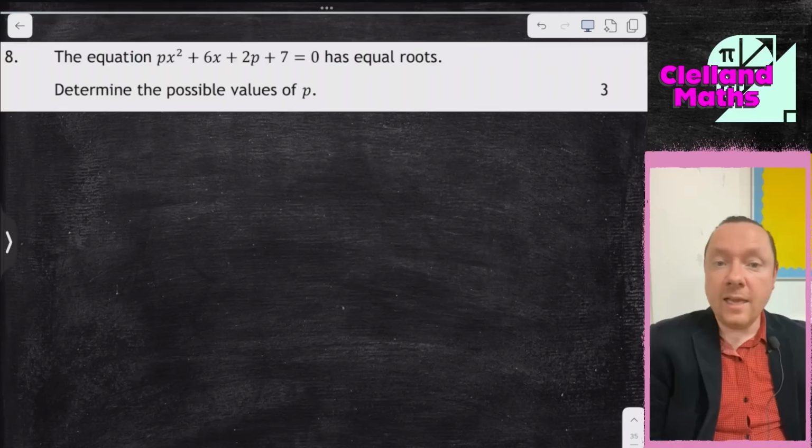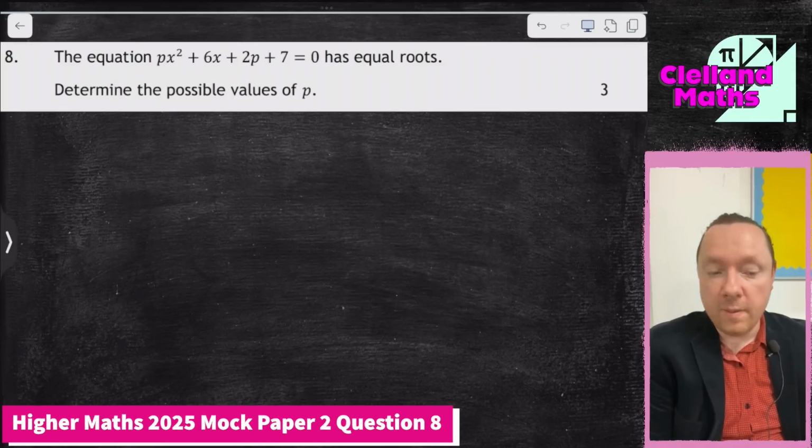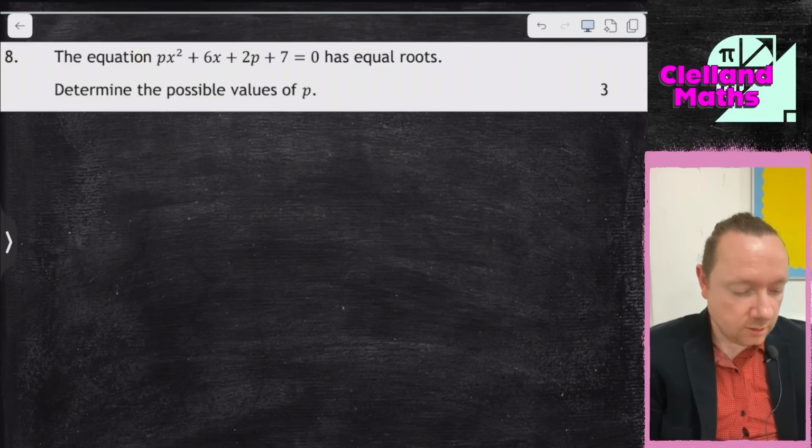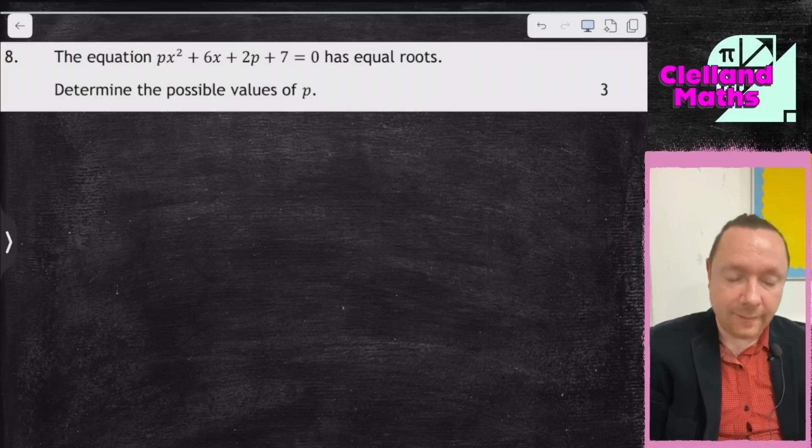And we're done there. SQA Higher Maths 2025 Mock Paper 2 Question 8. The equation px squared plus 6x plus 2p plus 7 equals 0 has equal roots. Determine the possible values of p.